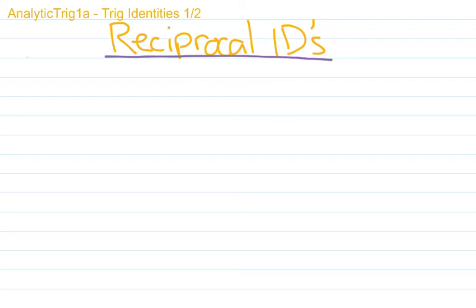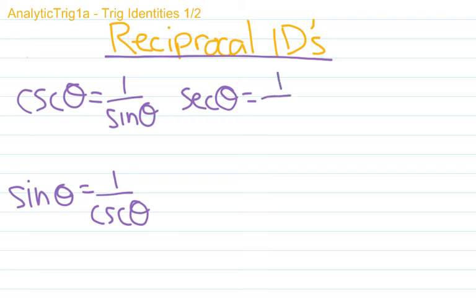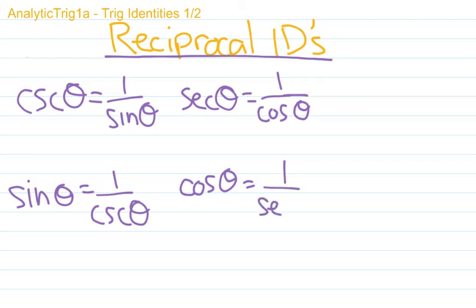The first one goes something like this. Cosecant theta is 1 over sine theta. And alternatively, sine theta equals 1 over cosecant theta. I know you know these. Jot them down anyways. So that's a pair. Secant theta is 1 over cosine theta. And cosine theta is 1 over secant theta.